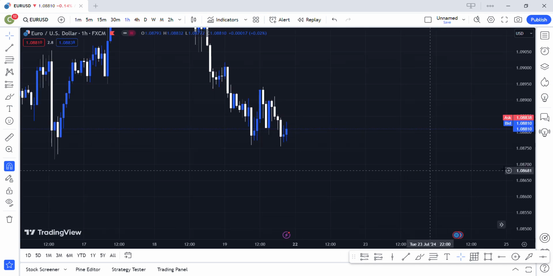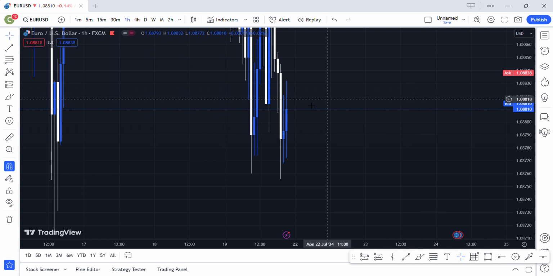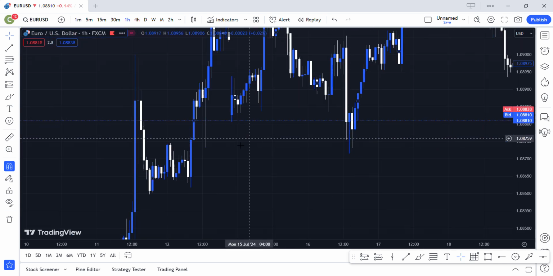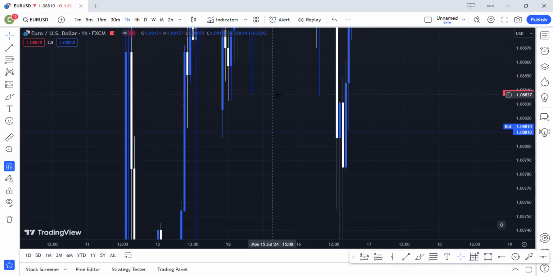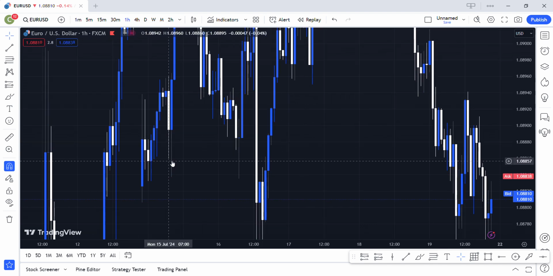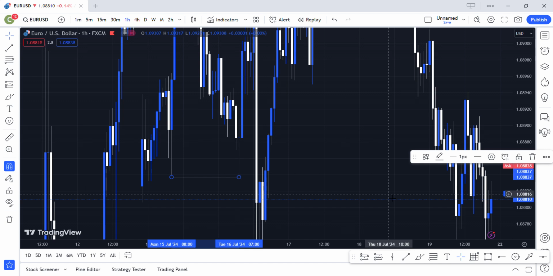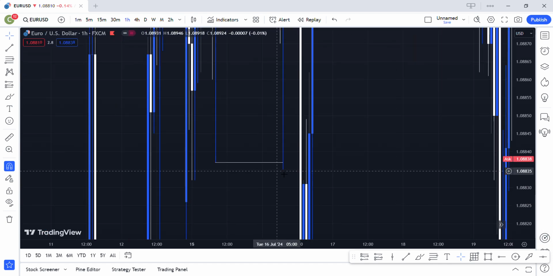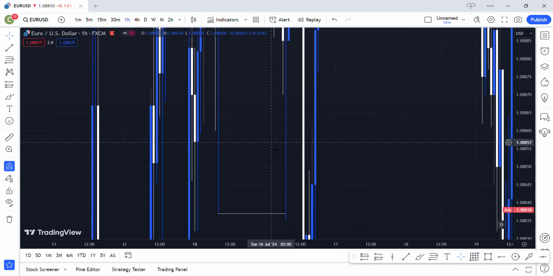Let's find a good one. Okay, we'll find a proper sweep. Is that a double bottom or is that a sweep? That's a sweep. Okay, cool. So there'll almost certainly be one in here. So you can see here, we have swept liquidity. You can see that by it just going below, and obviously we've wicked.